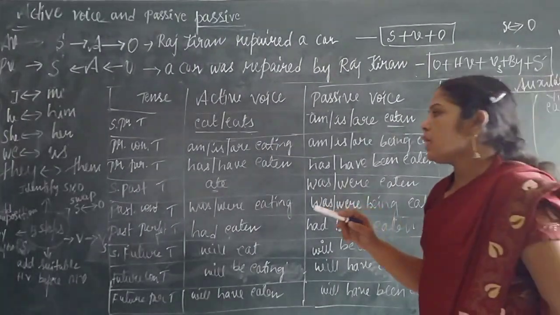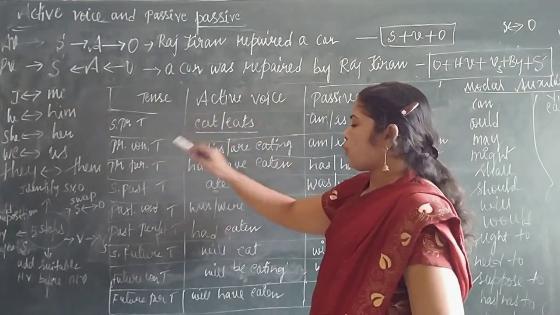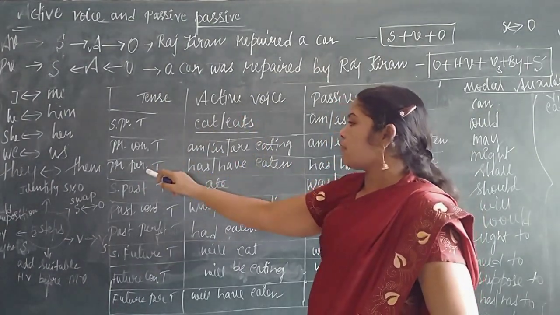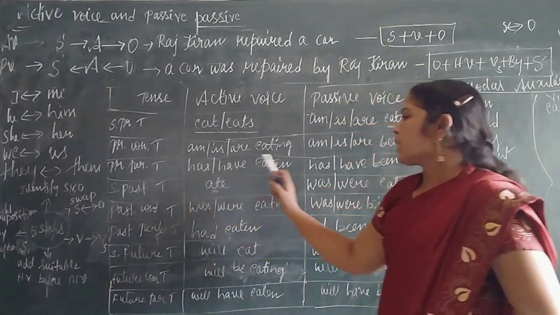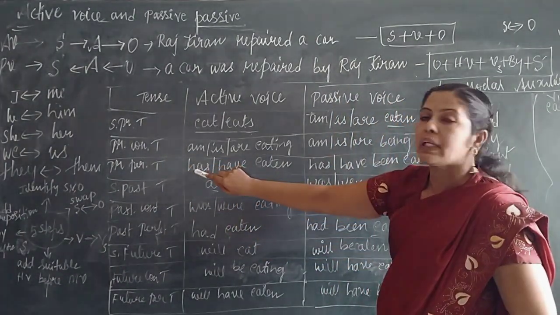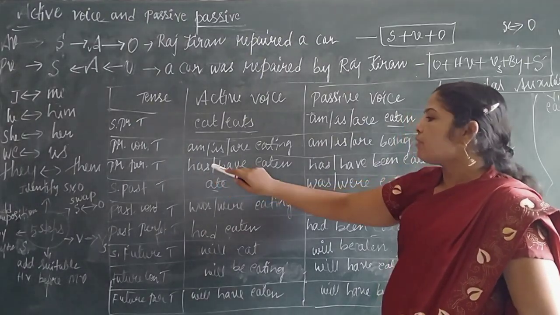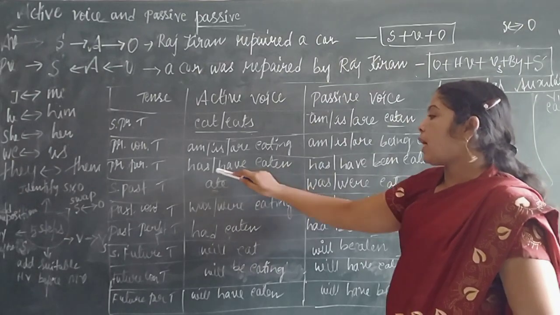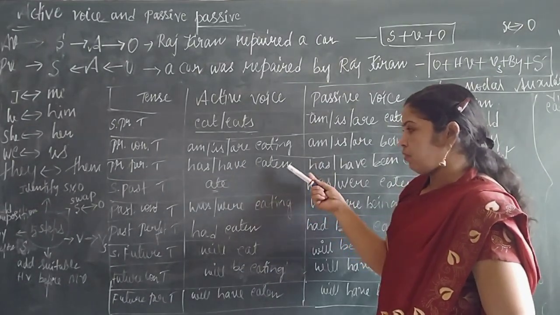Now let us see if the given sentence in active voice is present perfect tense. Generally in active voice, the present perfect tense form of the verbs will be like this. If the subject is singular, we will have the helping verb has, and if the subject is plural, we will have the helping verb have, followed by the past participle form of the verb.